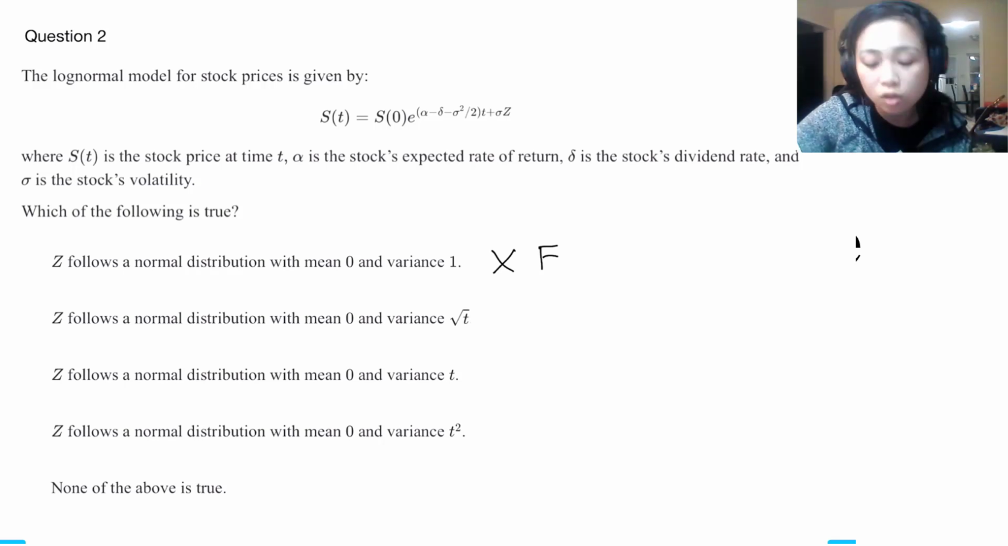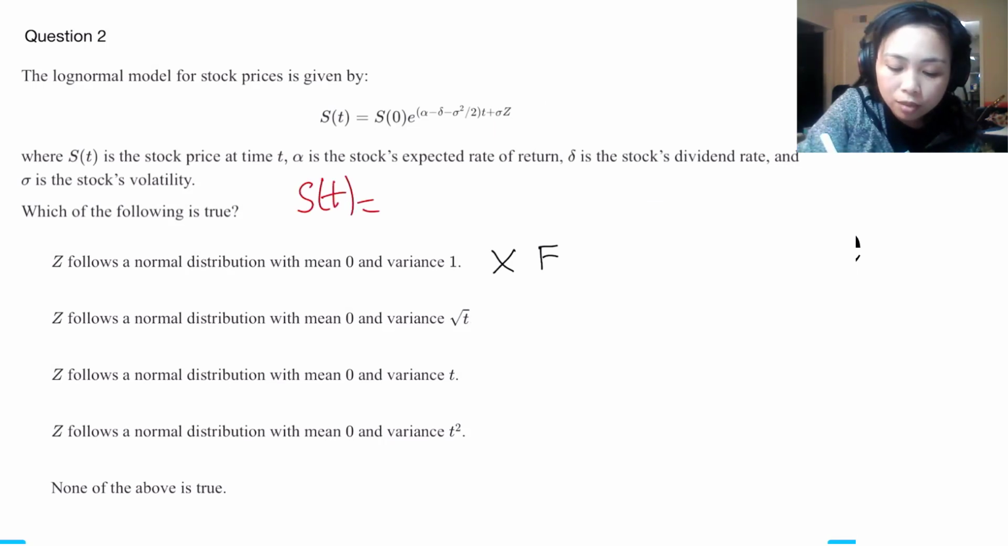Before I find out the answer, I'm going to rewrite the formula of the stock price model under the Black-Scholes assumption. So let me use a different color. I don't want to mess it up. Alright, let me write down the equation here. S of t is equal to S of 0, the current stock price, e to the alpha minus delta minus sigma square half times t plus sigma square root of t z. See that?